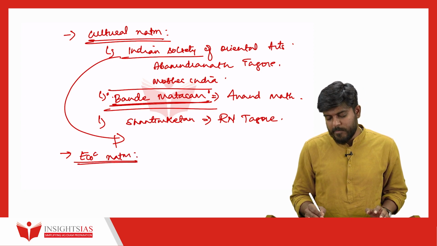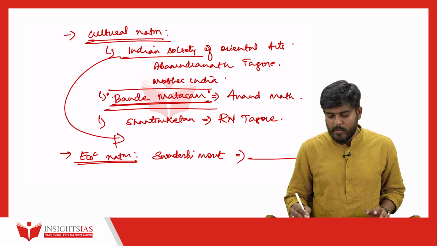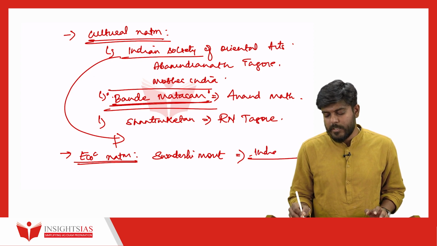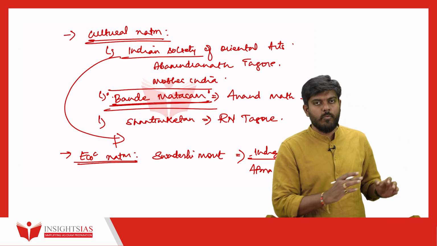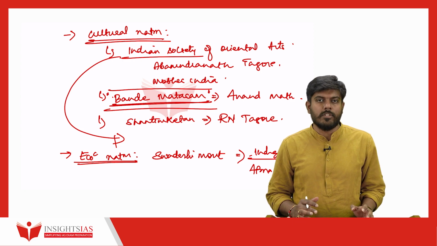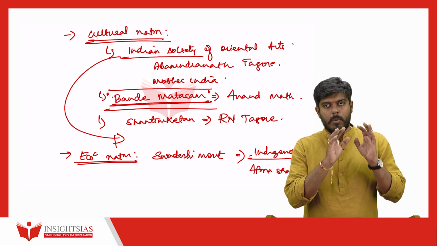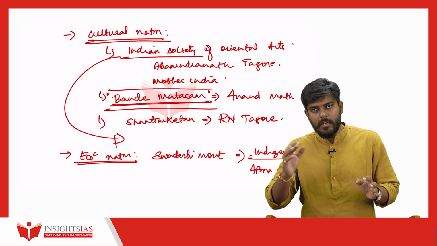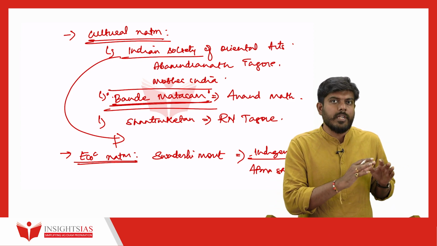So, how the extremists during the Swadeshi movement promoted establishment of indigenous industries as a part of their Atma Shakti or self-reliance. Today, we have the concept of Atmanirbhar Bharat, but 115, 120 years ago, there was a concept of Atma Shakti or self-reliance that was promoted by the extremists. They wanted to set up indigenous industries which can provide alternative goods as a replacement to the goods of the British industries.